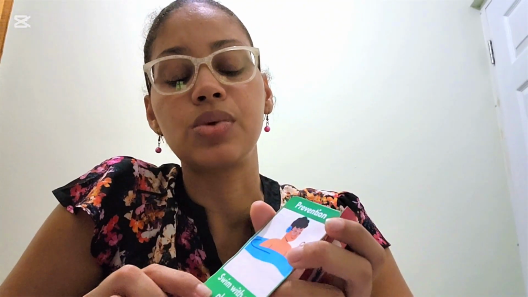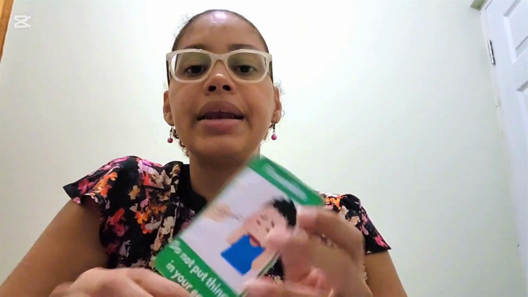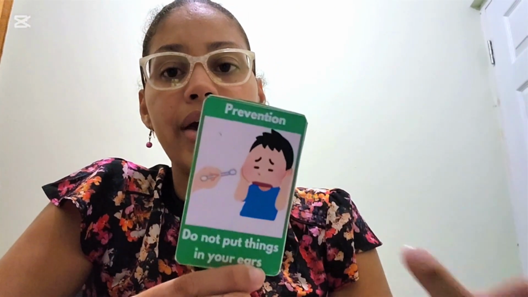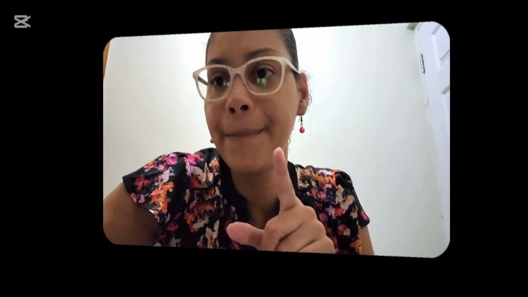And preventions, if we must swim, we could swim with ear plugs to keep the water from getting inside and causing the infection. And lastly, do not put things into your ears. So you explain the importance of not putting things in the ear to irritate or hurt the ear and cause the infection. Stay tuned to how we actually use these fun cards to play the game.